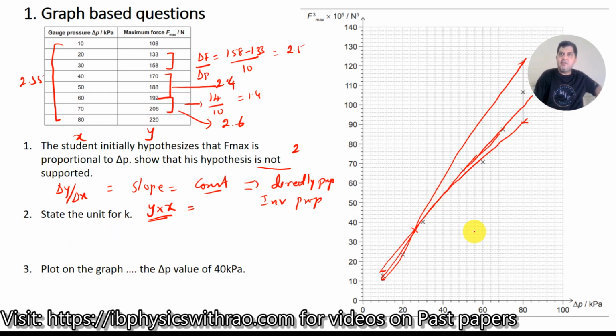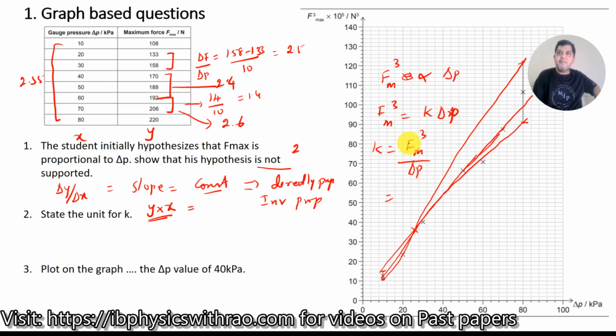Now when you have drawn it, it seems to be linear. The equation could be something like f max cube times 10 power 5, don't write 10 power 5, is proportional to delta p. So how do you write the value of k? f max cube is equal to some k times delta p. You need to find the value of k. k should be equal to f max cube divided by delta p.